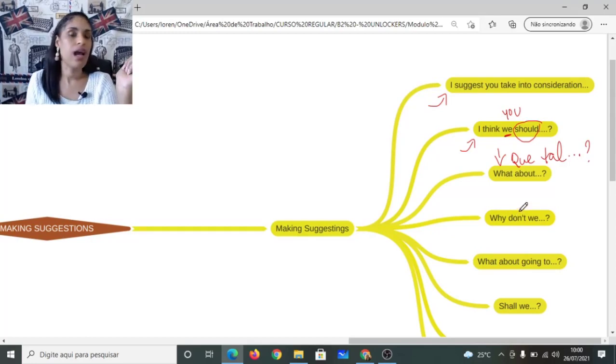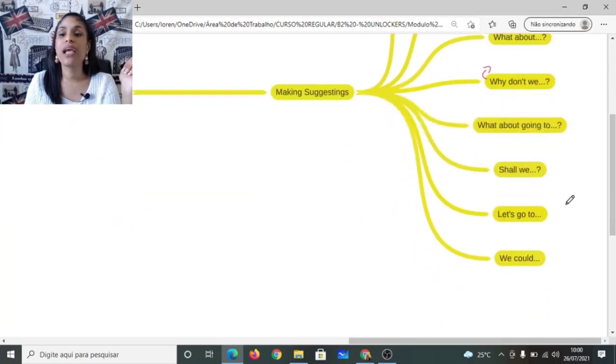For example, you can say, how about? Another thing for the same example: go to the cinema, what to do on Saturday? The same example. Why don't we go to the cinema? Why don't means por que a gente não? Why don't we go to the cinema? Good idea or not, okay? We can say, how about going to the cinema? Que tal ir para? How about going to the cinema? And as you can see, we have ing at the end of the verb go, going to. How about going to the cinema?